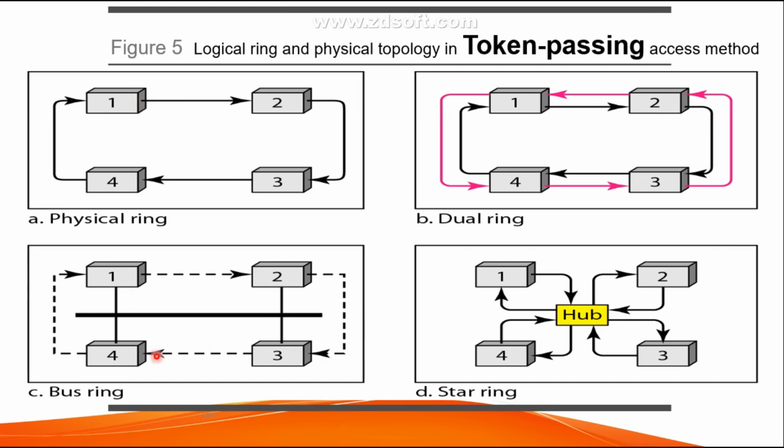So from this figure, now you can see this. Although the stations are not physically connected in a ring, you can see this is a bus topology. But this ring is a logical topology, and the bus is physical over here. So in the bus ring topology, which is also called a token bus, the stations are connected to a single cable. See, it is a bus. However, they make a logical ring because each station knows the address of its successor. When a station has finished sending its data, it releases the token.